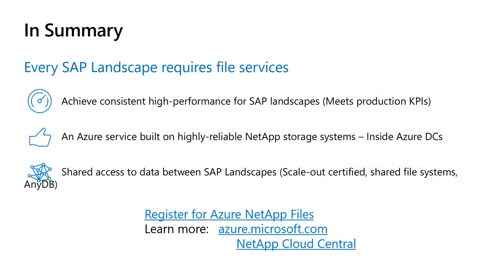So just to summarize, again, every SAP landscape requires a file services environment, right? Everything needs an NFS file share. The big piece here is getting consistent performance from those file shares, being able to hit those HANA KPIs and being able to hit them all the time. And then it's all built on our enterprise equipment. So you know that every volume that you create is highly available from the get-go. You could set up solutions to replicate outside of just the individual availability zone, but it is highly available inside the actual data center environment from the start. And then as well, shared access to data across those SAP landscapes, giving you the ability to create a scale-out environment.